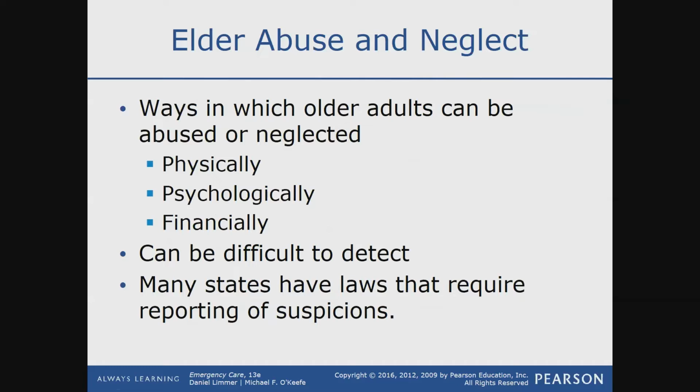See, elder abuse and neglect. Ways in which older adults can be abused or neglected: physically, so they can be hit, psychologically, and financially. Can be difficult to detect. Sometimes, usually an abuser will be someone you love. It's always a family member or friend, regardless of the demographic of the abuser. So if a geriatric is being, let's say, financially abused by their daughter, then there's a very high possibility that they're not going to want to report them because they don't want to see their daughter go to jail. So that's why it makes it difficult to detect.